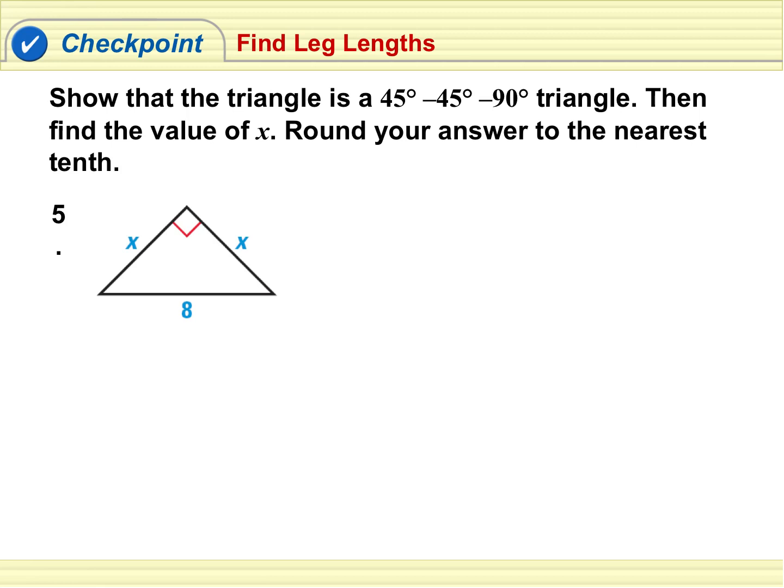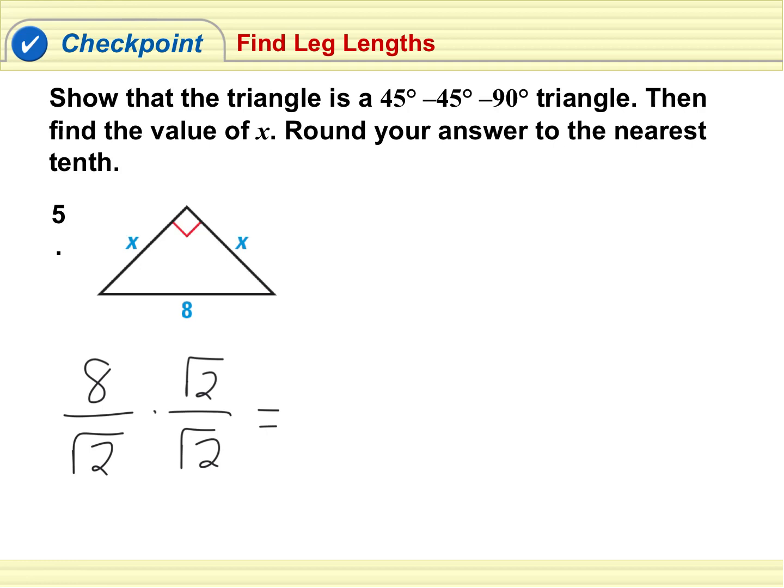Okay, first, what does it give you on number 5? 8. Which is what? The hypotenuse. So looking at your model over here, how do I go back to the leg? Divide by square root of 2. So if I have 8 divided by the square root of 2, you can't have a radical on the bottom, so you have to simplify. Square root of 2 over square root of 2.